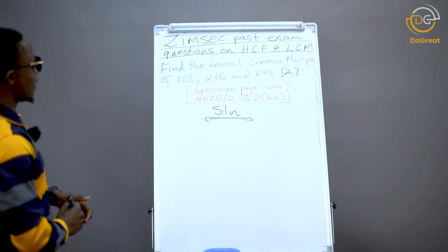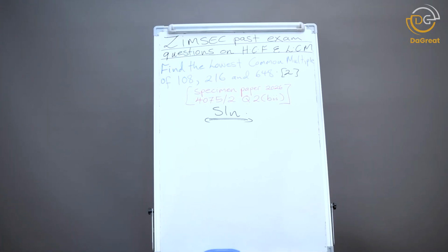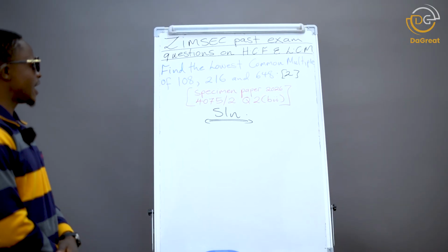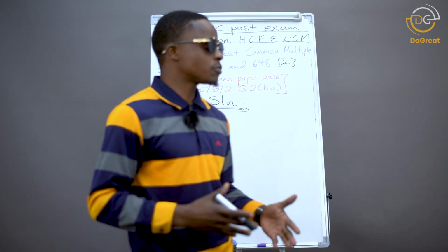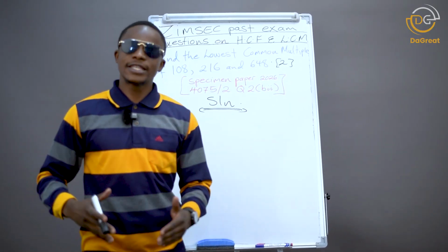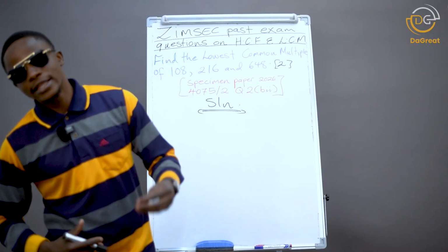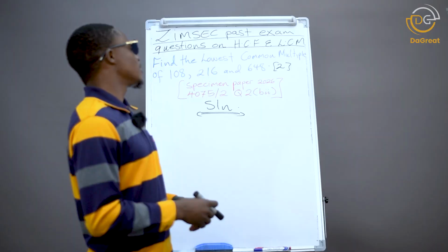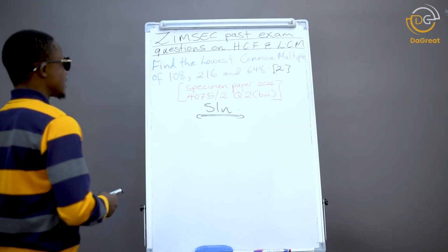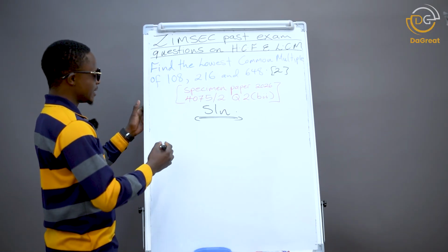The question says: find the lowest common multiple of 108, 216 and 648. If you want to find the lowest common multiple of any given numbers, the first thing to do is to express the given numbers as a product of their prime factors in index form. So let's go and express these numbers as a product of their prime factors in index form.